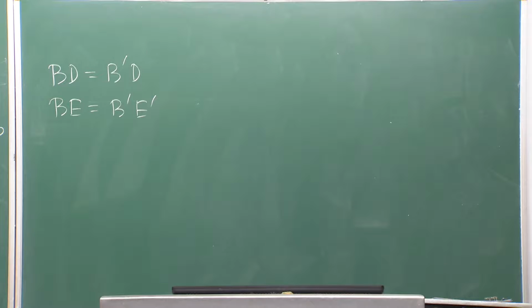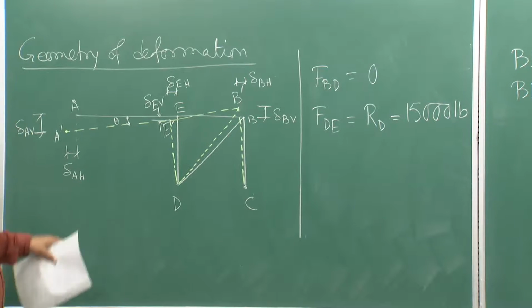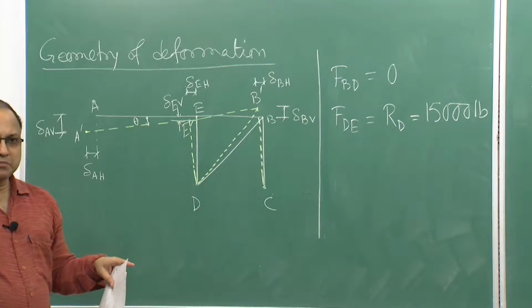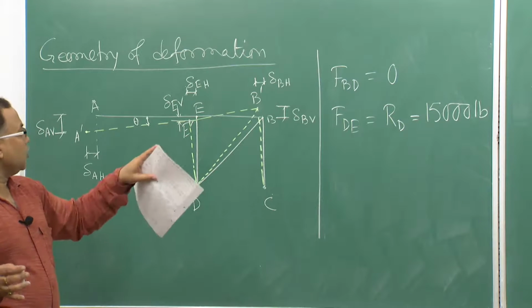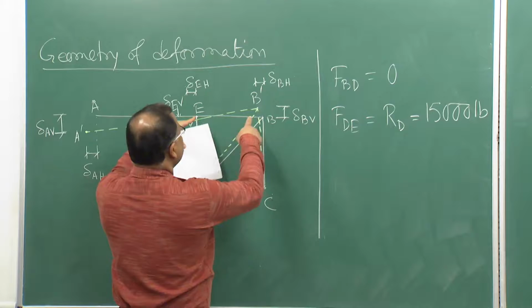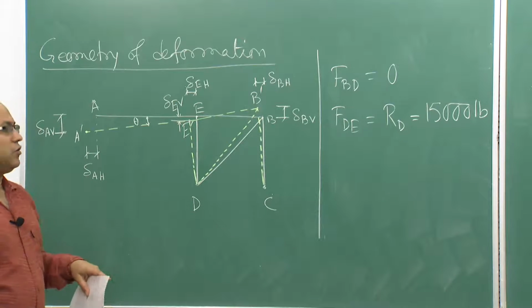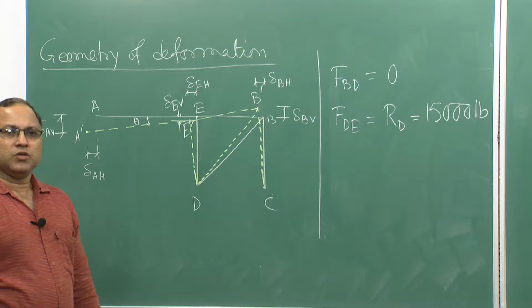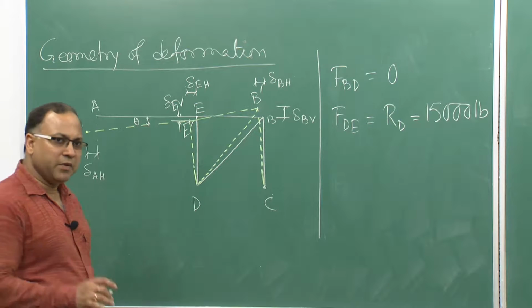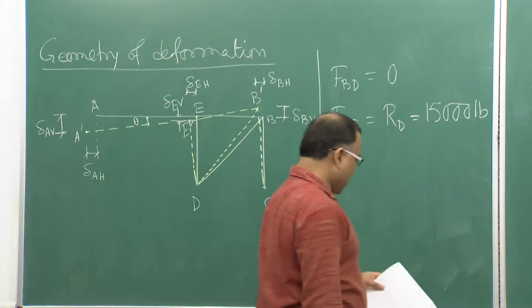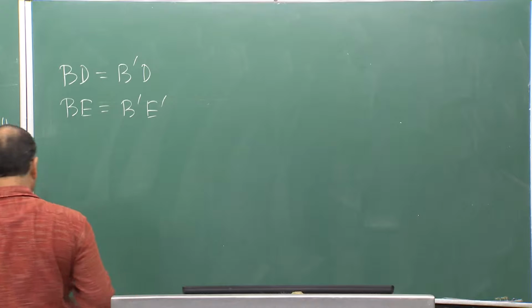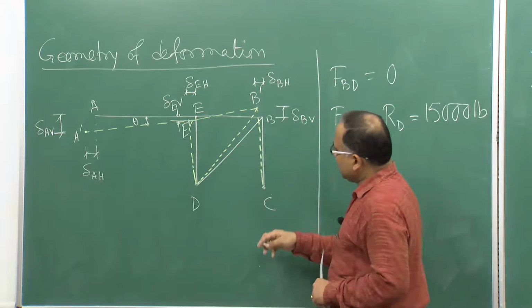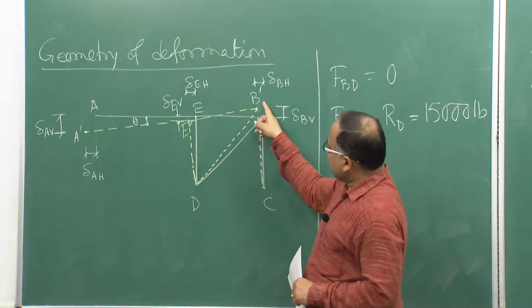Why is it so? Because we considered this member AEB as a stiff member. If that is a stiff member, then there is no deformation. So the length of BE before deformation must be equal to the length of B prime E prime even after deformation, because there is no deformation happening in that member; it is the stiff member.